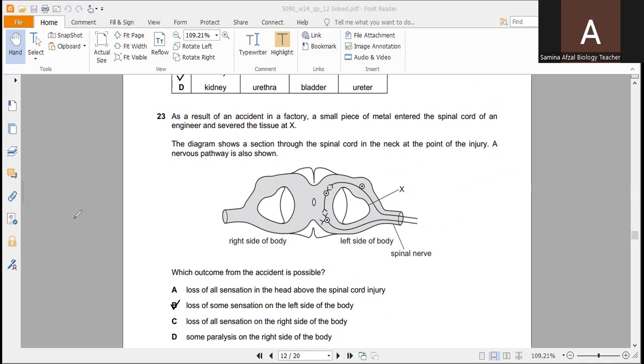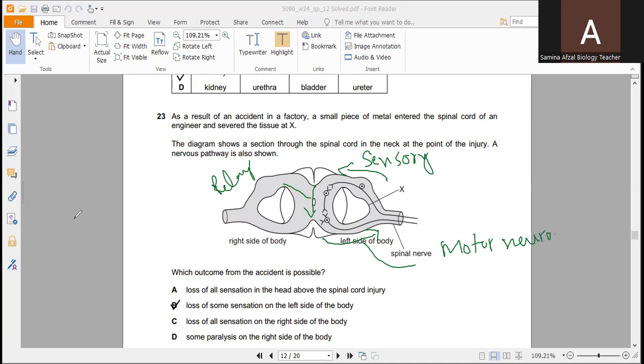Here you can see they have shown the nervous pathway in which sensory neuron, relay neuron, and motor neuron have been shown over here. So which outcome from the accident is possible? So the direction is in this way. So this is the direction. So it means this is the sensory neuron, this is relay, and this is the motor.